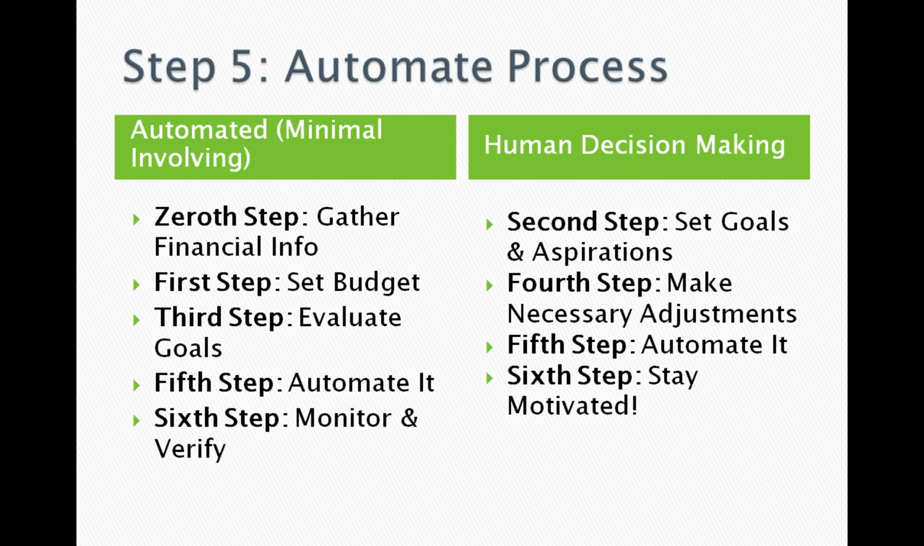Now on the right side, remember the right side is all the stuff that requires human intervention. So setting goals and aspirations. Understand, even if you manage your money, it doesn't know ultimately what you want to do in life, and it can't tell you. You have to tell it what you want to do, and you're going to have to fight your limbic system in order to do this.